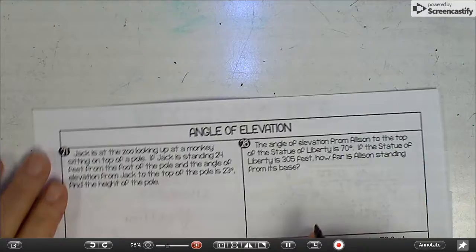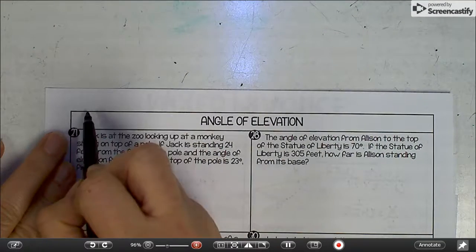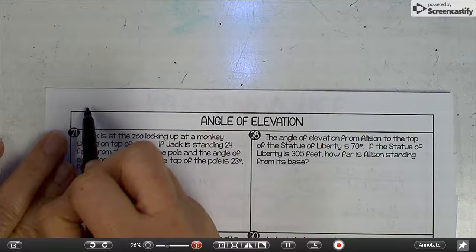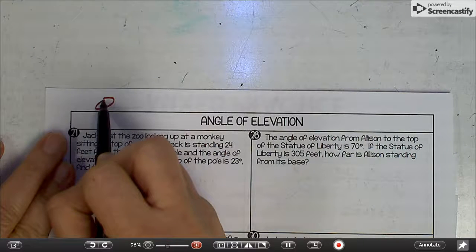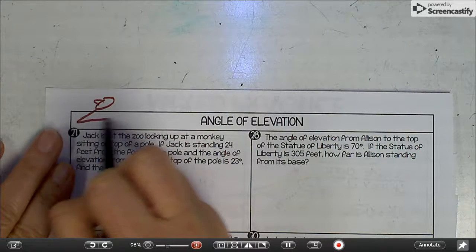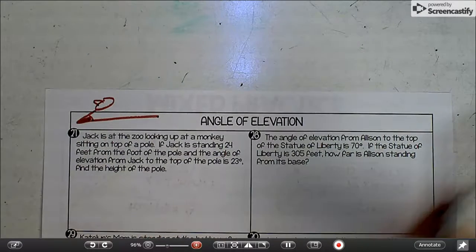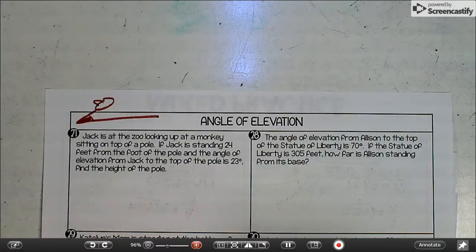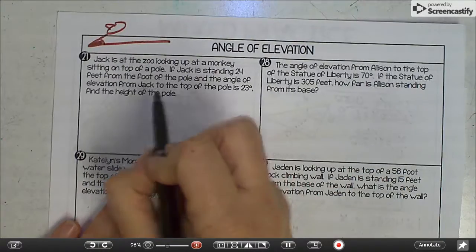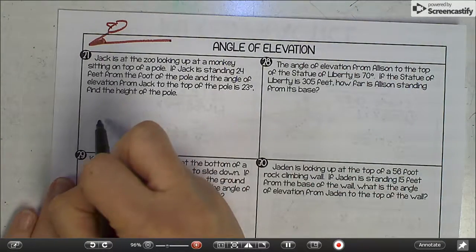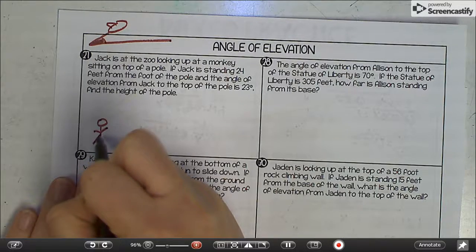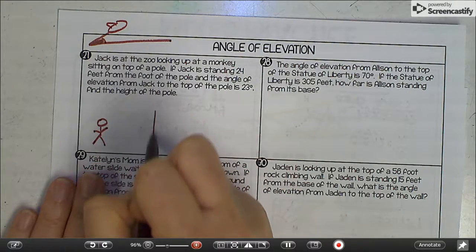If you think about, I don't know, an airplane taking off from the ground, the angle right here that it makes with the ground is the angle of elevation. It's just how far it's going up. So this says that we have this guy, Jack, he's at the zoo. Here's Jack. At the zoo, looking up at a monkey sitting on top of a pole.